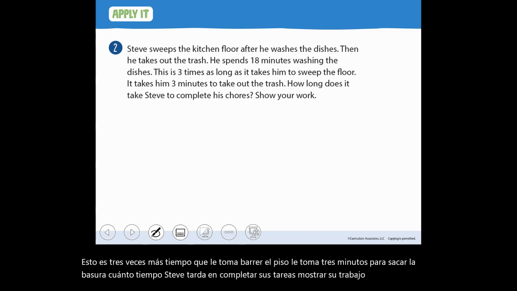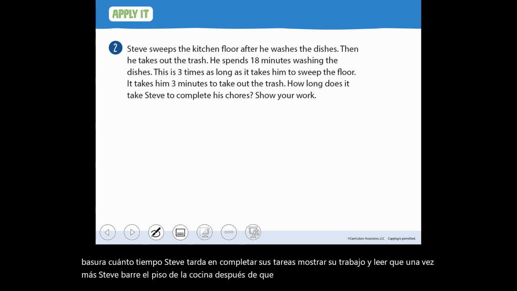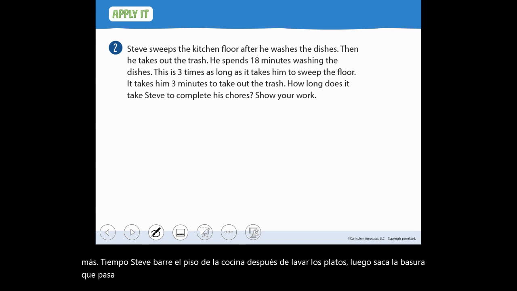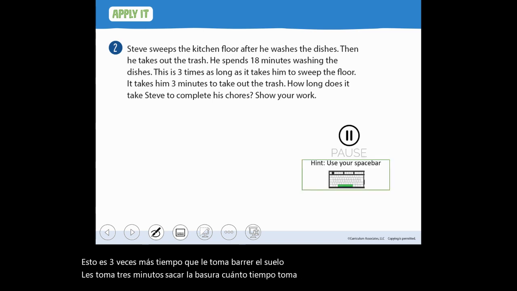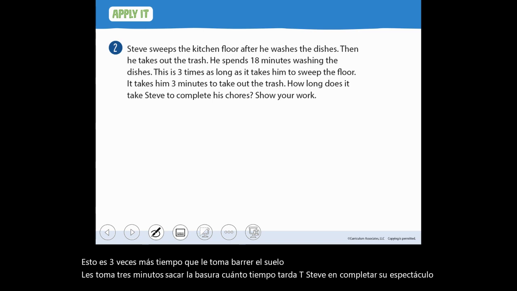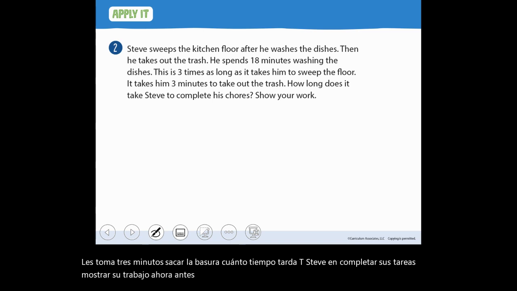Steve sweeps the kitchen floor after he washes the dishes. Then he takes out the trash. He spends 18 minutes washing the dishes. This is 3 times as long as it takes him to sweep the floor. It takes him 3 minutes to take out the trash. How long does it take Steve to complete his chores? Show your work.